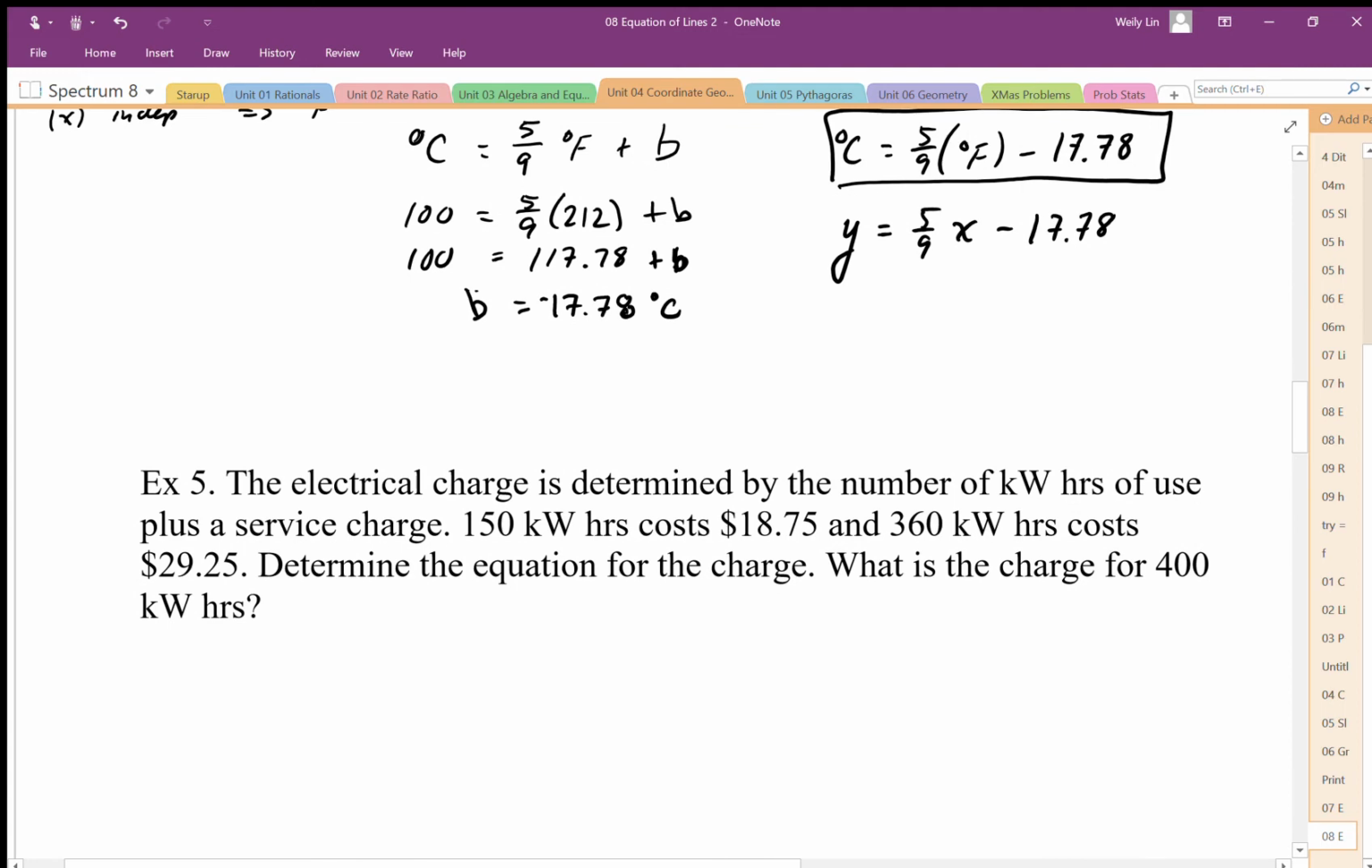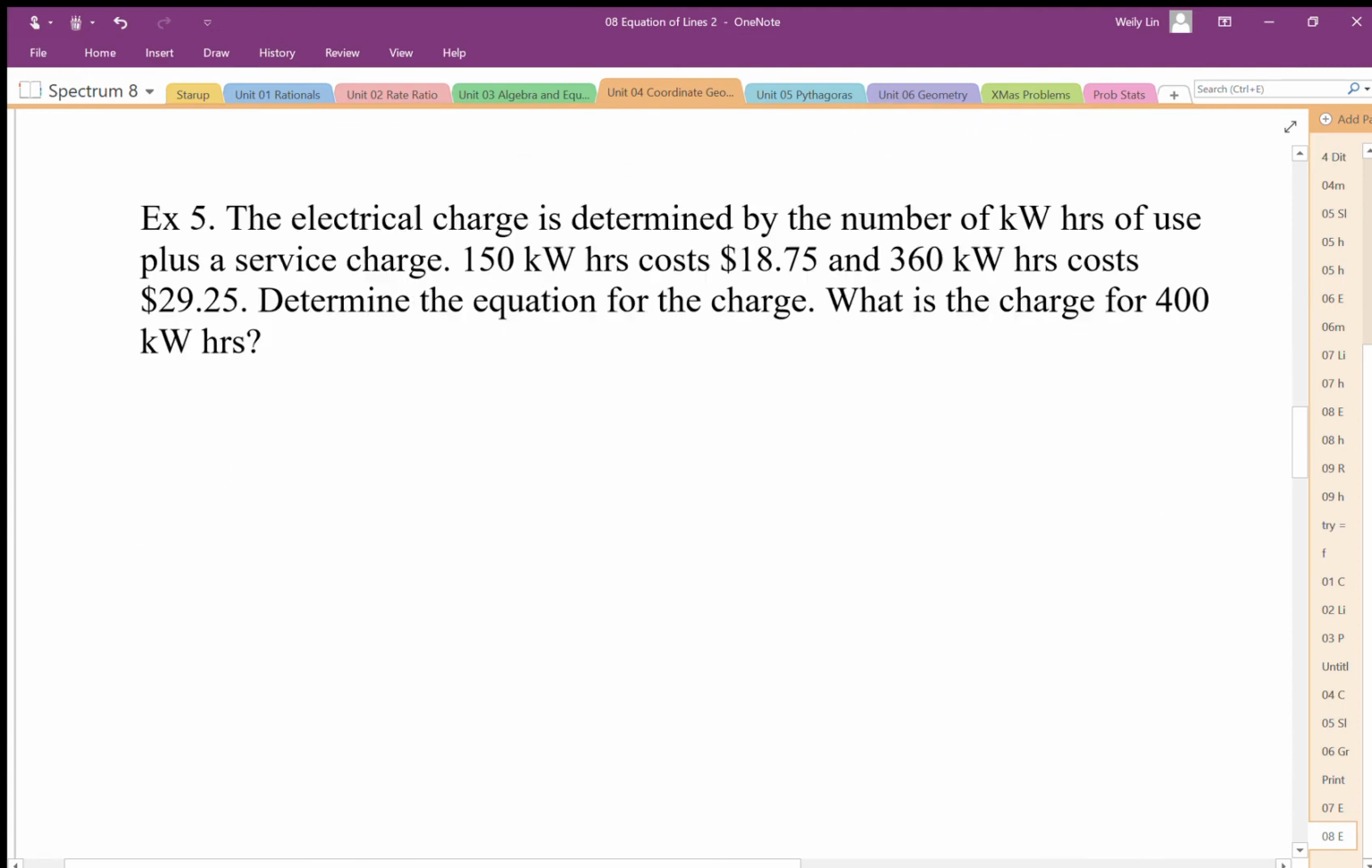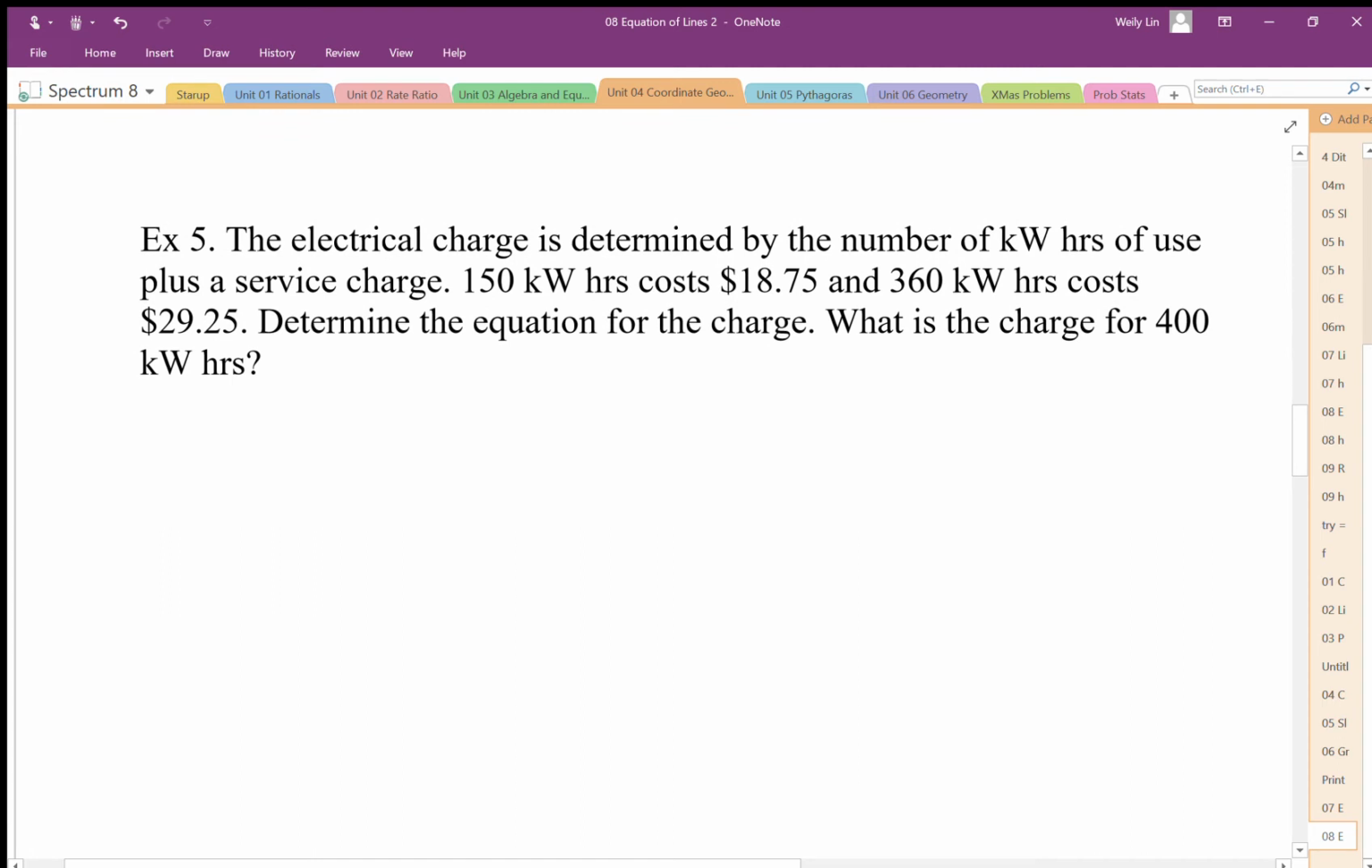Okay, so for this one, we've been given that an electrical charge is determined by the number of kilowatt hours of use. So we're connecting these two quantities in a relationship. The electrical charge is dependent on how many kilowatt hours we use. And there's also a service charge associated with this as well. We could sketch a graph, but I'm going to do this one in a table.